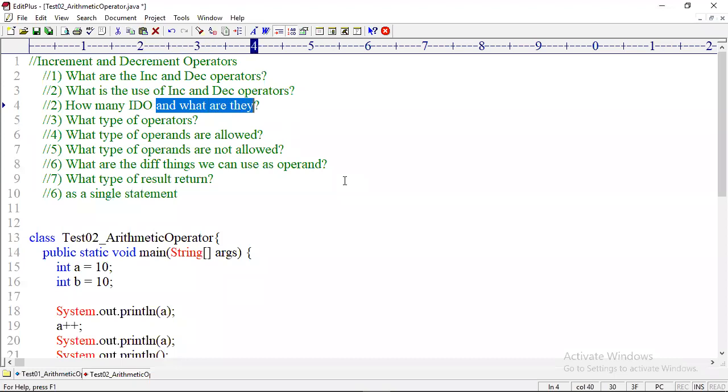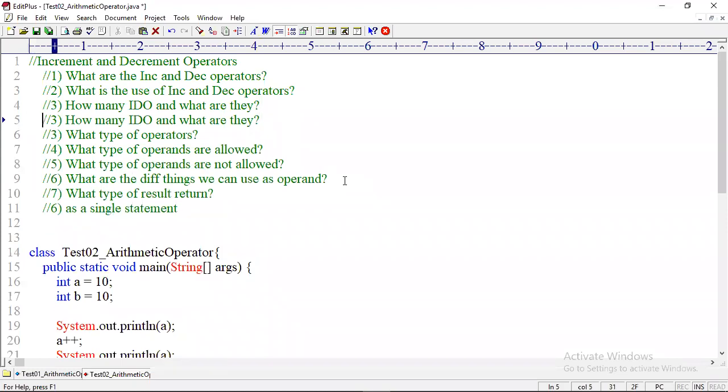We have two increment decrement operators, plus plus and minus minus. Now very important: we have the increment operator and decrement operator, post increment and pre increment, post decrement and pre decrement.